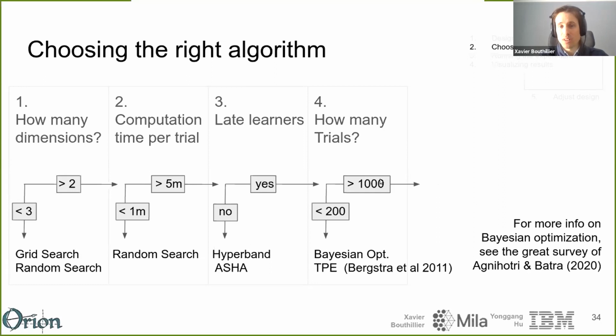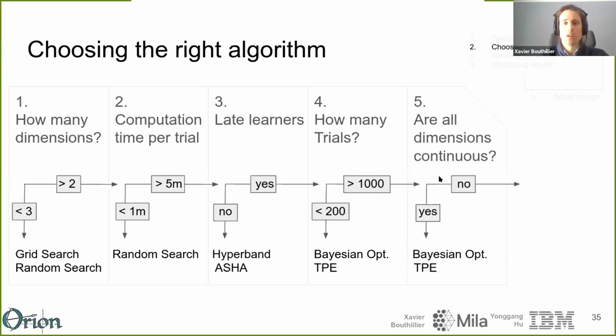And so if you have more than 1,000 trials, well, there's two things. Bayesian optimization will become slow. It can take several minutes, more than 5 minutes, just to sample a new trial. So if you want to be fast, it may be a bad thing. But if all the dimensions are continuous, so fifth question, are all dimensions continuous? If they're all continuous, Bayesian optimization is such a great optimizer in a continuous space that it may still be worth using this algorithm, even if you have more than 1,000 trials.